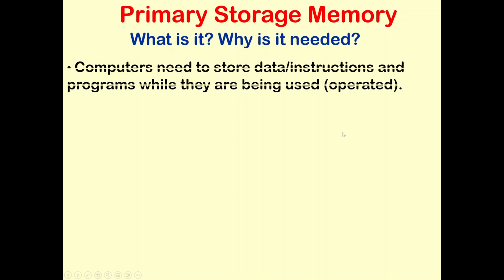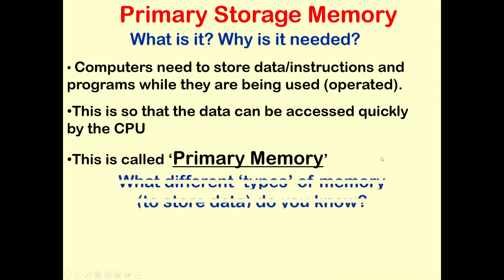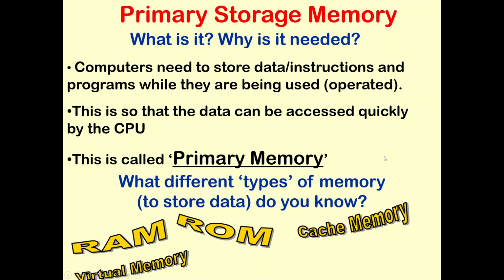Okay, so what is primary memory? What did we just say? Computers need to store data and programs while they are being used, while the computer is on. This is so that the CPU can access it quickly. Okay? And this is primary memory. And the types you need to know about: RAM, ROM, virtual memory, cache memory, and the registers in the CPU.